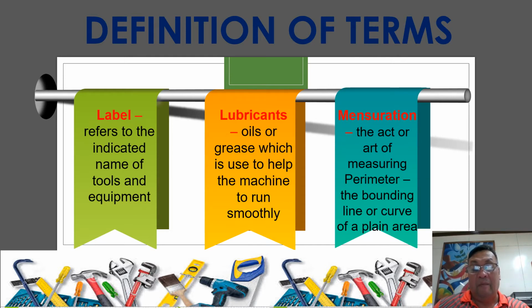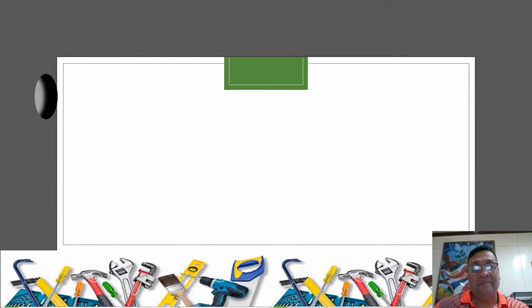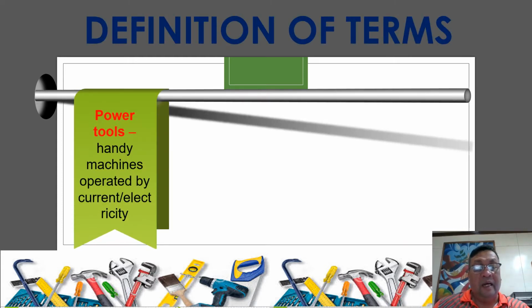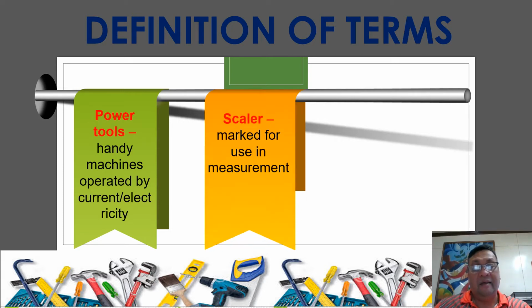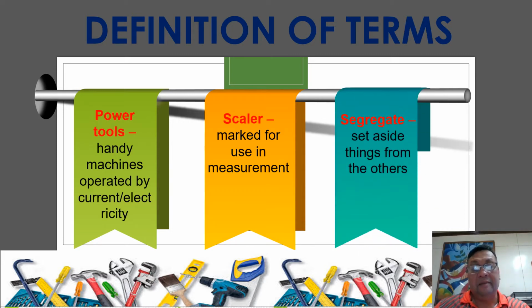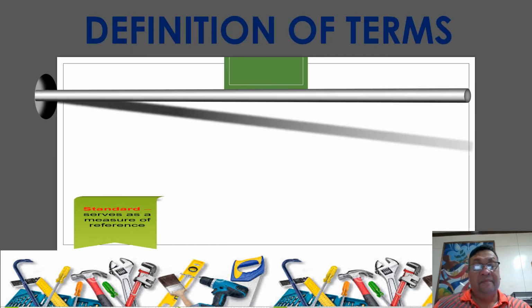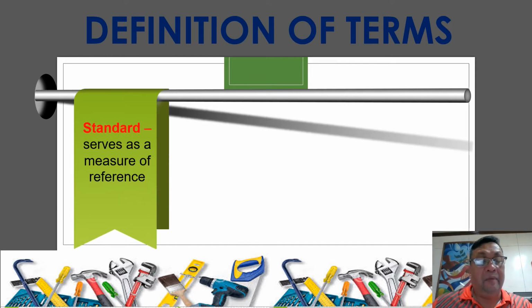Mensuration, the art of measuring. Perimeter, the bounding line or curve of a plane area. Power tools, handy machines operated by current or electricity. Scaler, marked for use in measurement. Segregate, set aside things from the others. Standard, serve as a measure of preference.